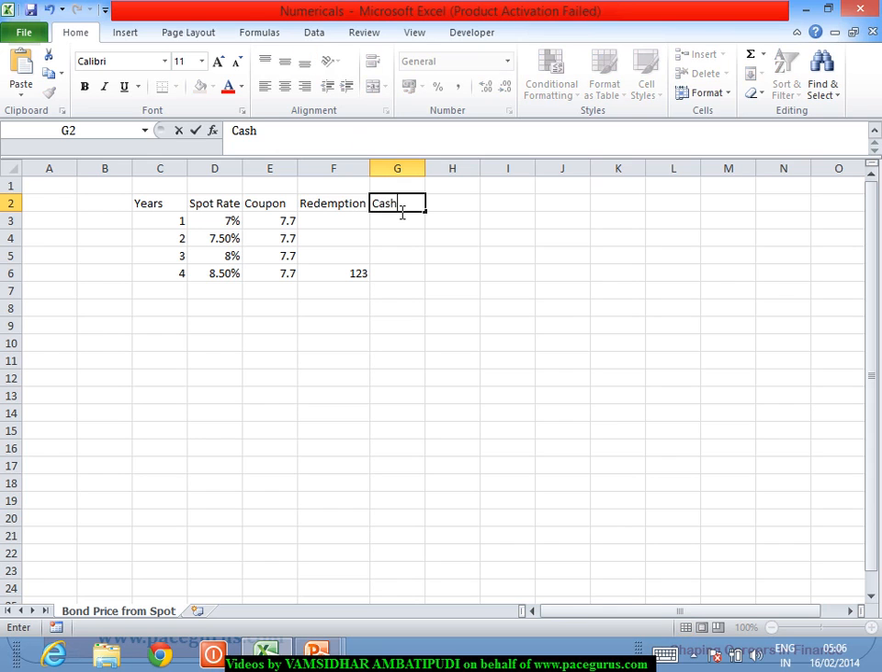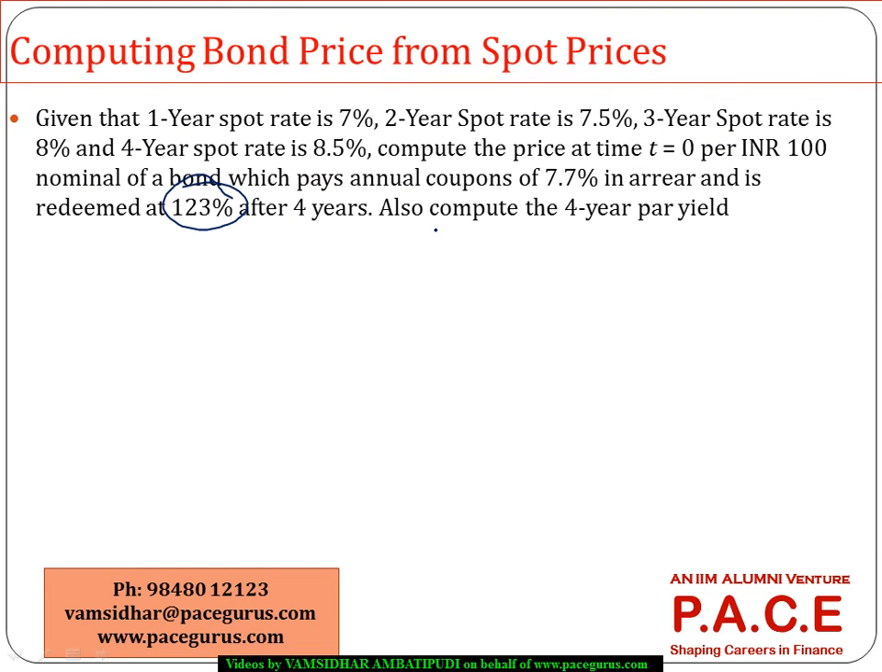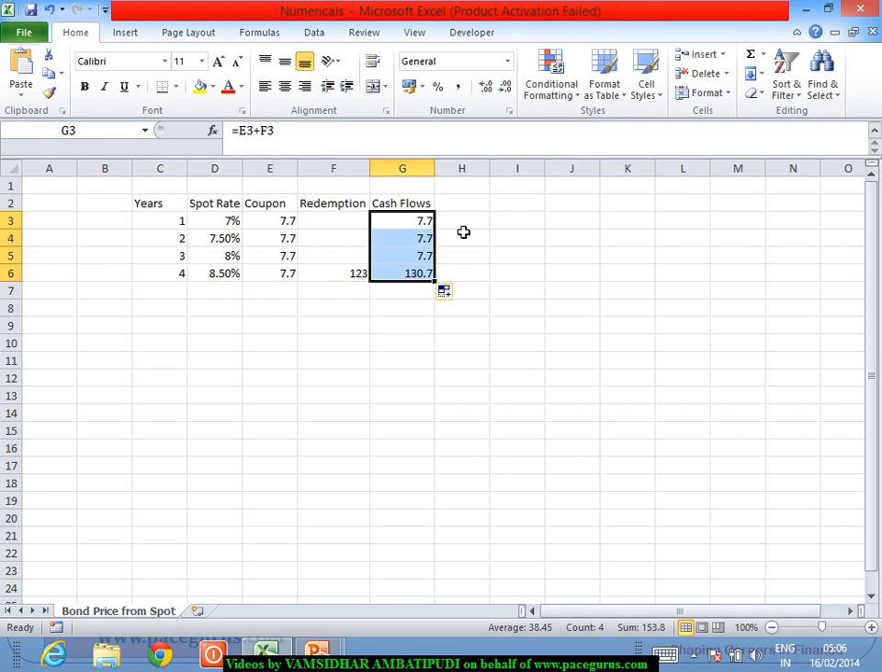So I'll call it the total cash flows in each of the years. In the first year it's only 7.7, because there is nothing that is redeemed. The same is the case for the first 3 years, but in the 4th year the cash flows are 130.7. Now all we are being asked for is, using the spot rates, find the value of this bond. So discount each of the cash flows by their corresponding spot rate to get the corresponding present value.